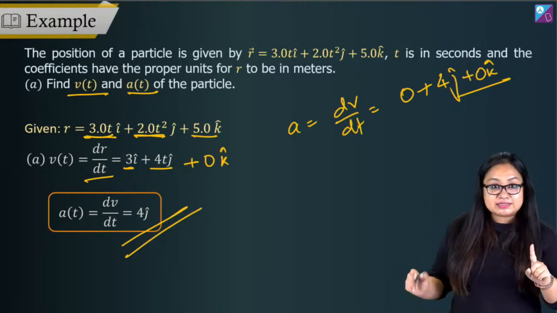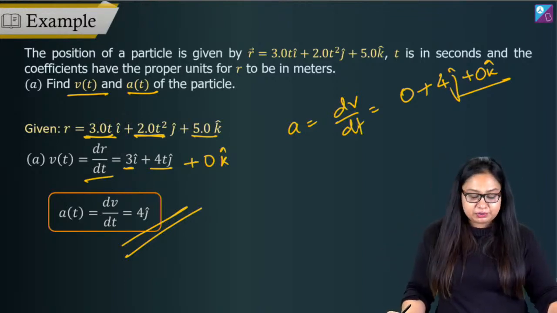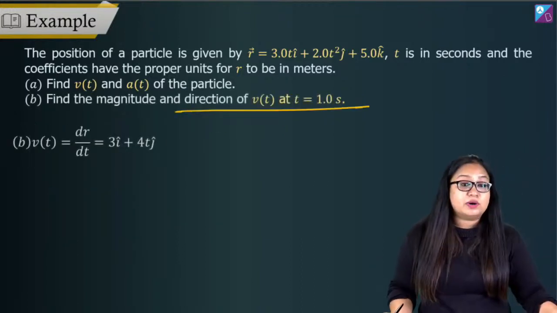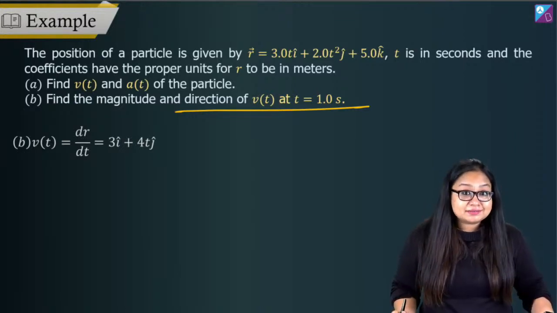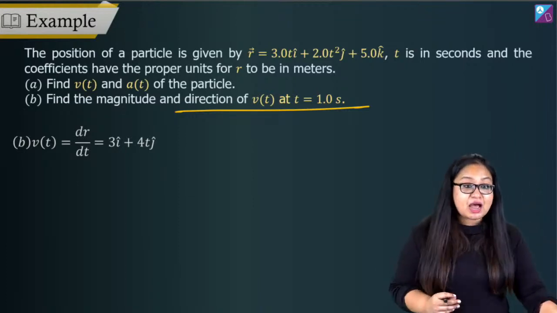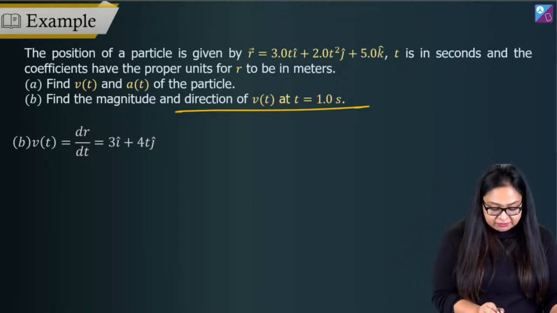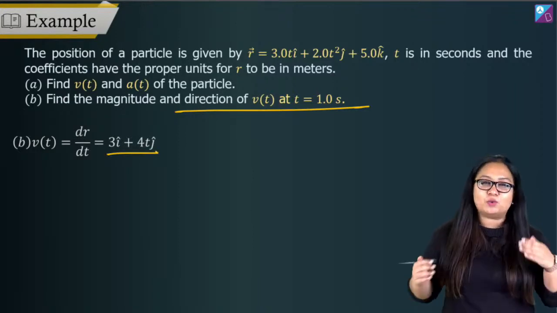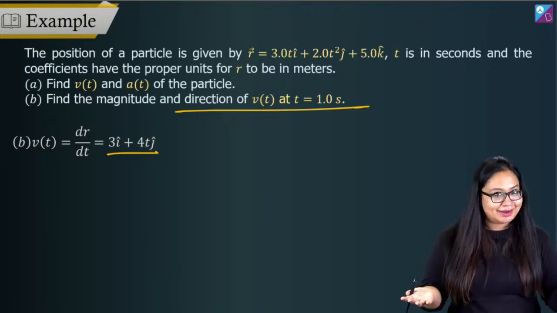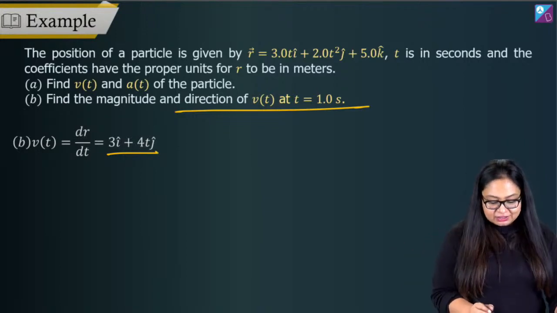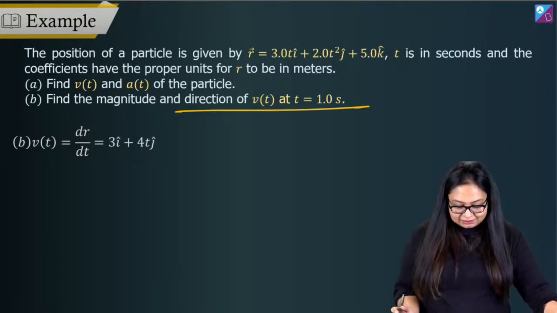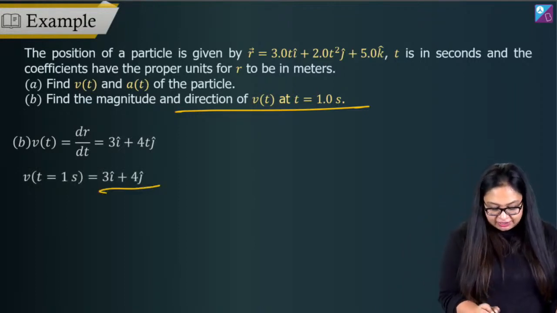Velocity at t equal to 1 second, right? That's what we have to find out. Let's see. The magnitude and direction of velocity at t equal to 1 second. We have already calculated velocity as a function of time, which is 3 i cap plus 4t j cap. Now we just have to substitute t equal to 1 to find velocity at t equal to 1, right? Very simple. Here we go. This becomes equal to 3 i cap plus 4 j cap. So velocity at t equal to 1 second is 3 i cap plus 4 j cap.